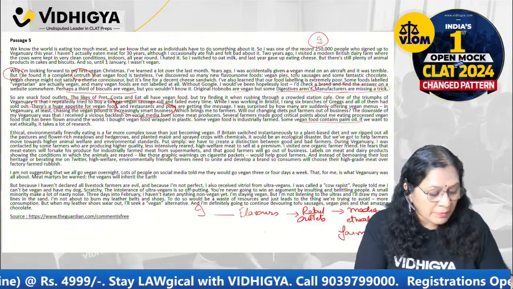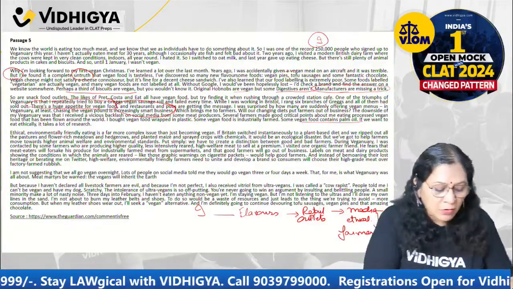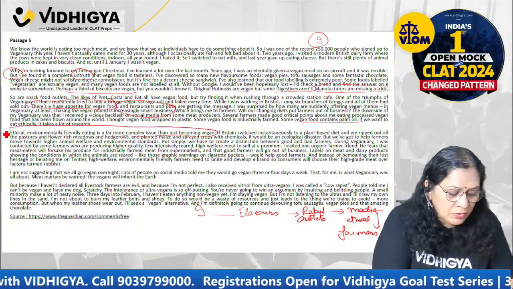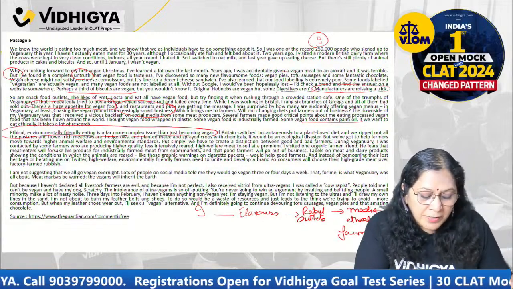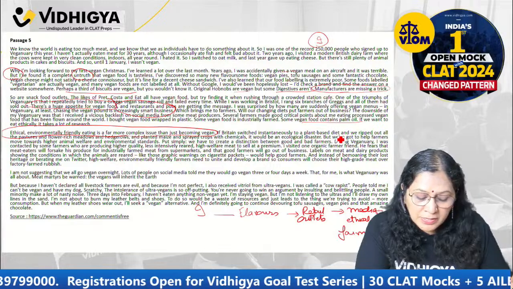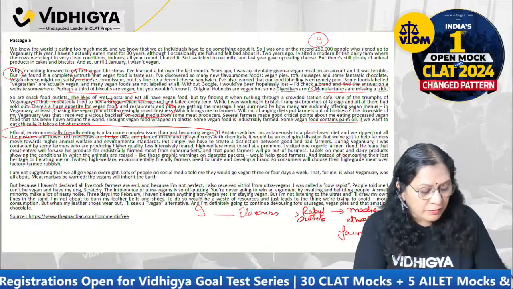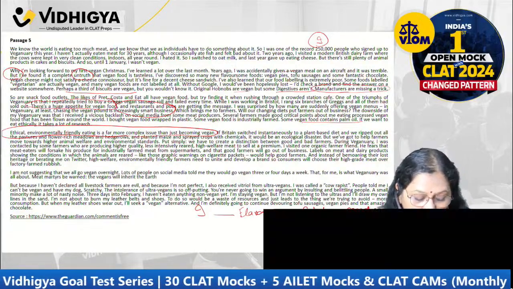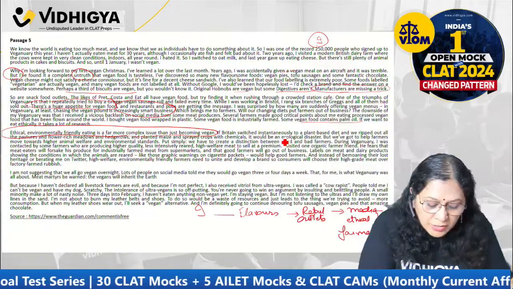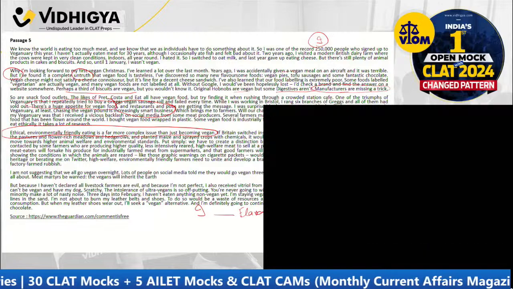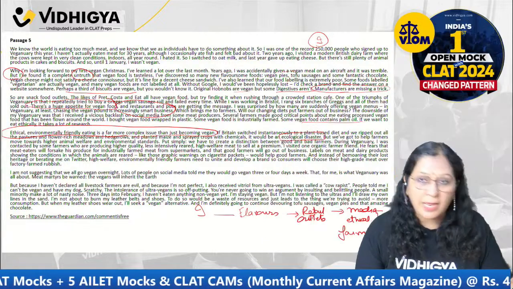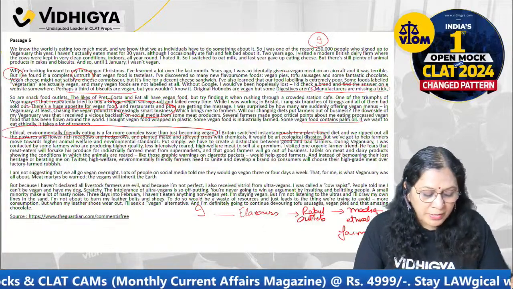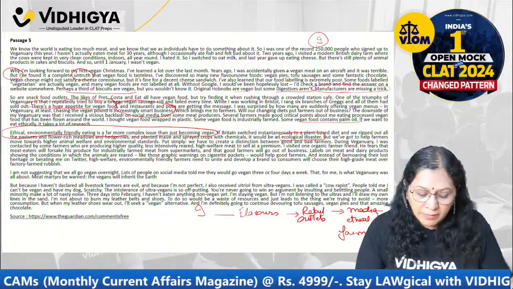So ethical, environmentally friendly eating is far more complex an issue than just becoming vegan. Here comes the author's point. If Britain switched instantaneously to a plant-based diet and we ripped out all the pastures and flower-rich meadows and hedgerows and planted maize and sprayed crops with chemicals, it would be an ecological disaster. But we've got to help farmers move towards higher animal welfare and environmental standards. Put simply, we have to create a distinction between good and bad farmers.